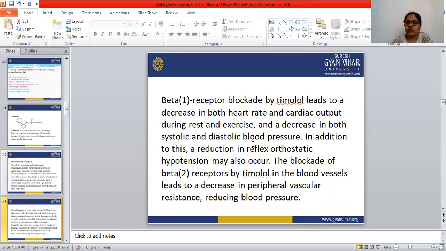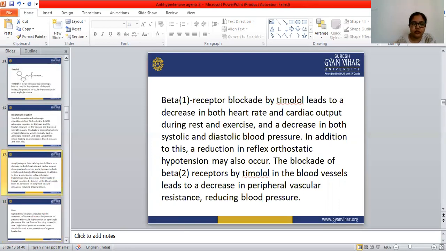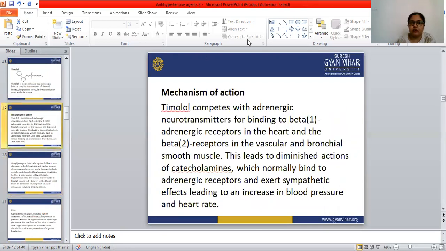The blockade of the beta 2 receptor by timolol in the blood vessels leads to a decrease in peripheral vascular resistance, reducing the blood pressure. So this is the mechanism of action of timolol.